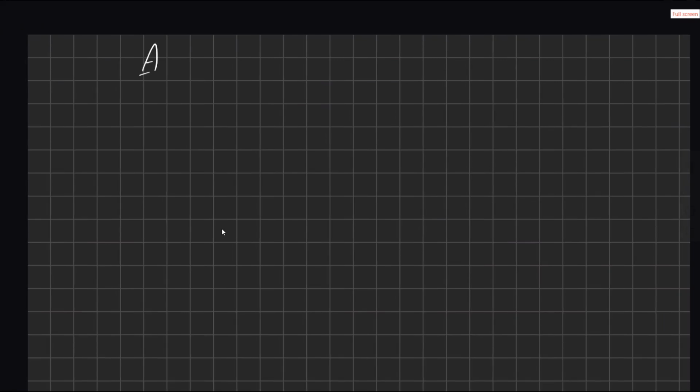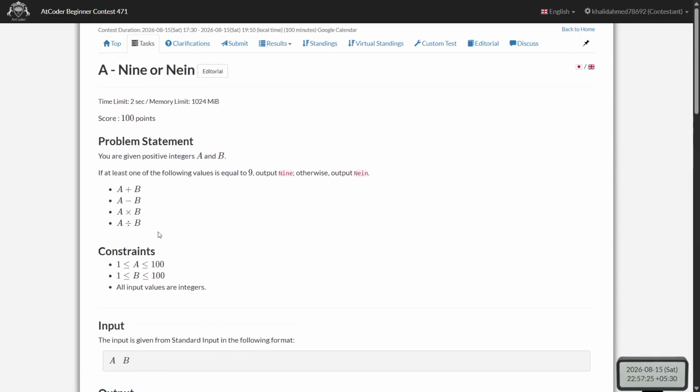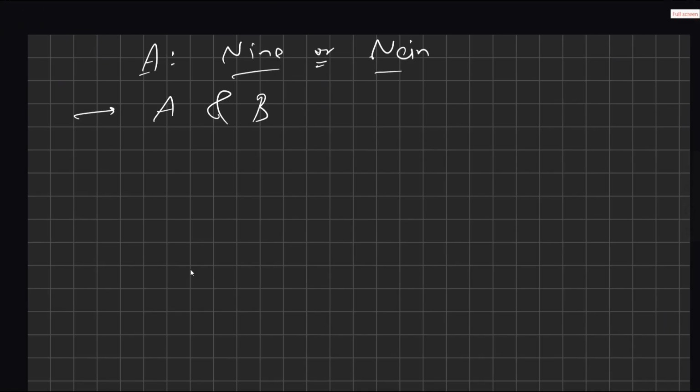The problem name is Nine or Nein. They've given two positive integers a and b, and it's a positive integer only, from 1 to 100. We need to print 9 if at least one of the following operations holds good.